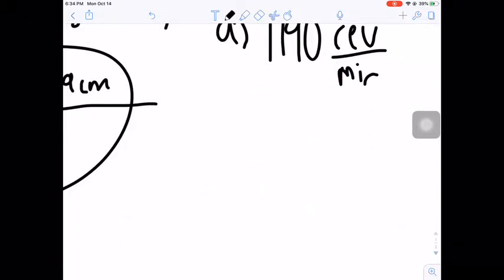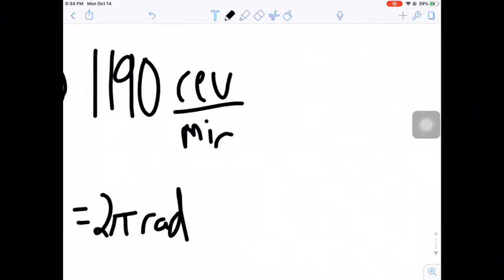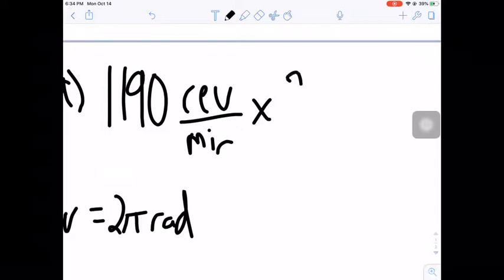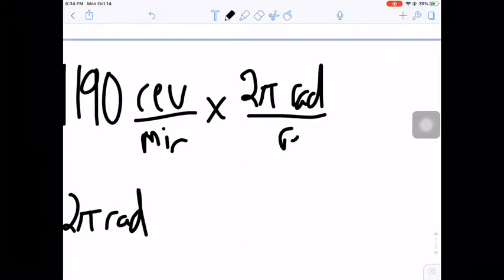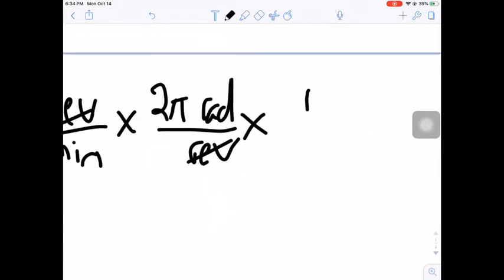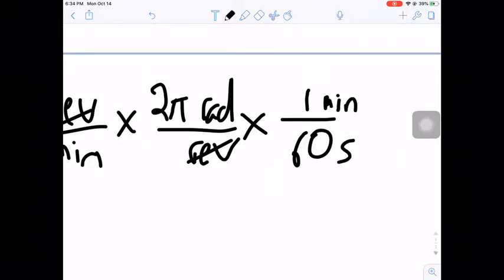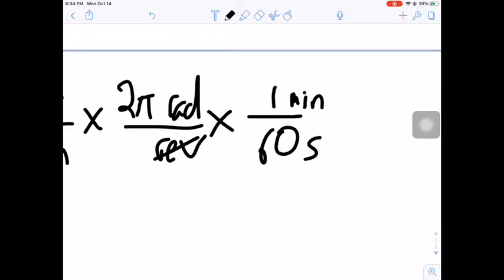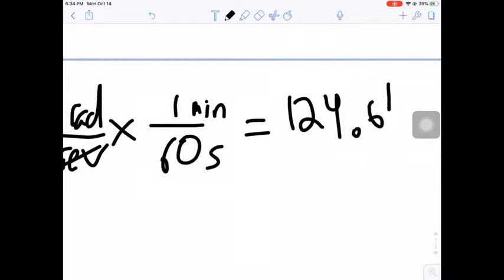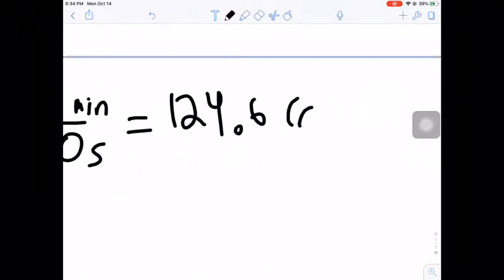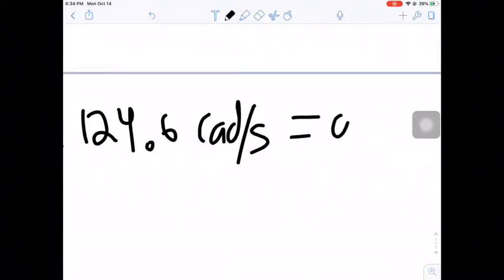One revolution is equal to 2 pi radians. That's a conversion factor, so you multiply by 2 pi radians, and that cancels out the revs. And then to get the minutes out, you multiply by 1 over 60, because there are 60 seconds in 1 minute. That gets you 124.6 radians per second. And this is your angular velocity.